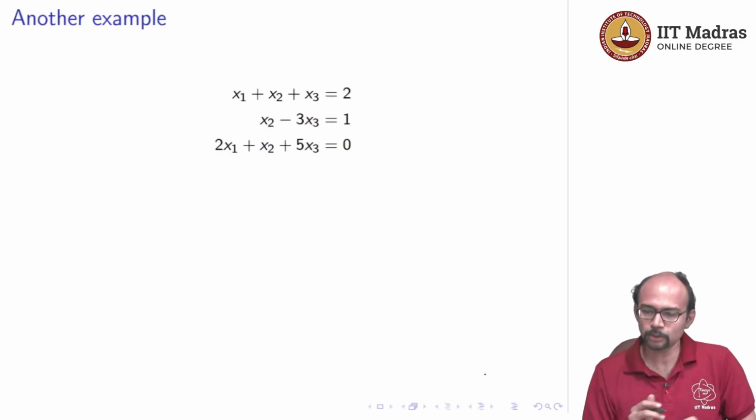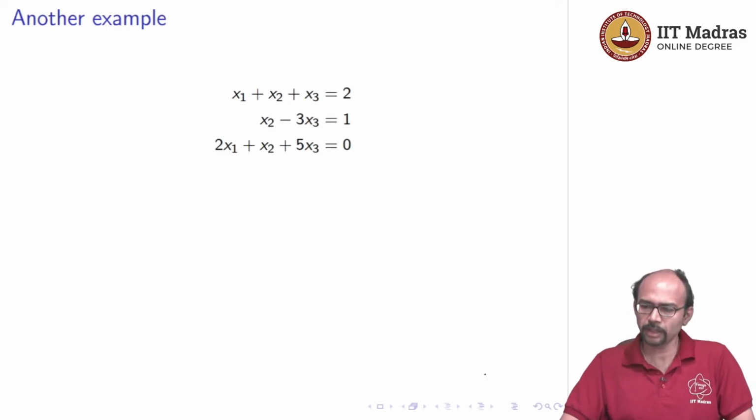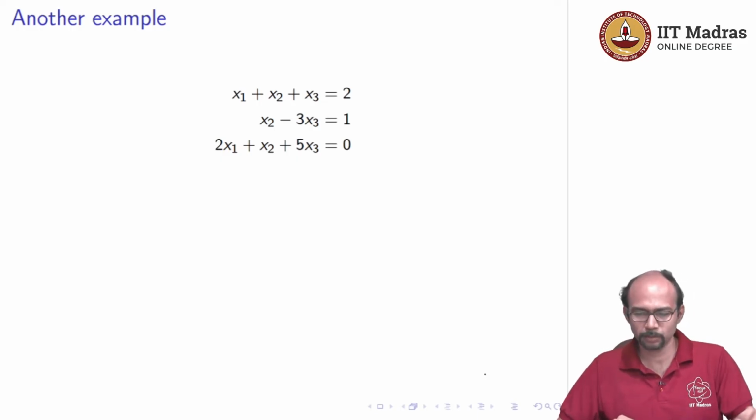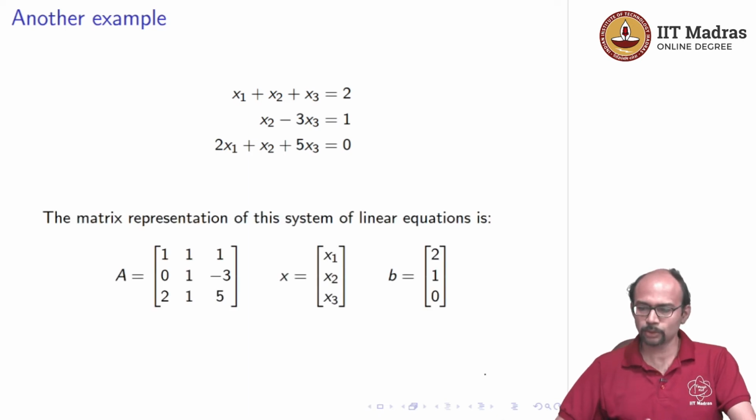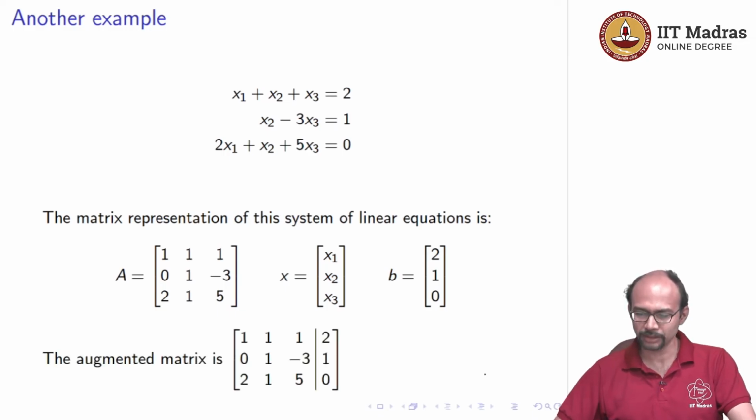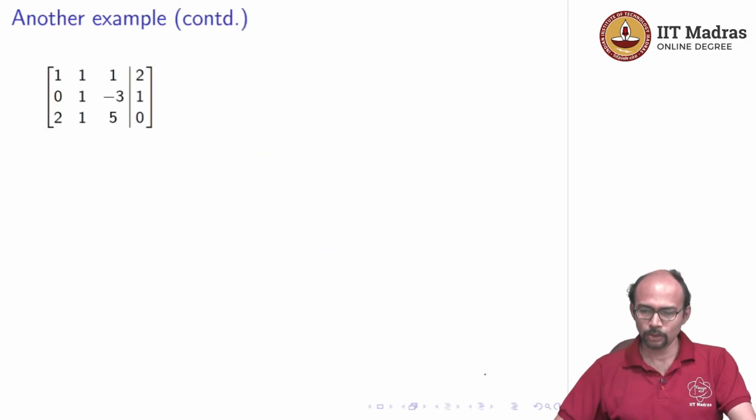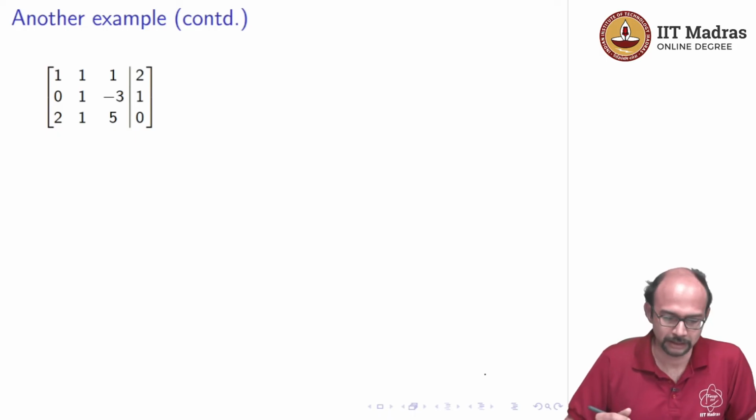Okay. So maybe let us do another example. So here we have x1 plus x2 plus x3 is 2, x2 minus 3x3 is 1, 2x1 plus x2 plus 5x3 is 0. So the matrix representation, so A is the square matrix 1 1 1, 0 1 minus 3, 2 1 5, and B is 2 1 0. So the augmented matrix, you put A and B beside each other and put a vertical line across them. So it is 3 rows and 4 columns, where the fourth column is B and the first 3 columns are A. Okay. So let us do this example maybe explicitly.